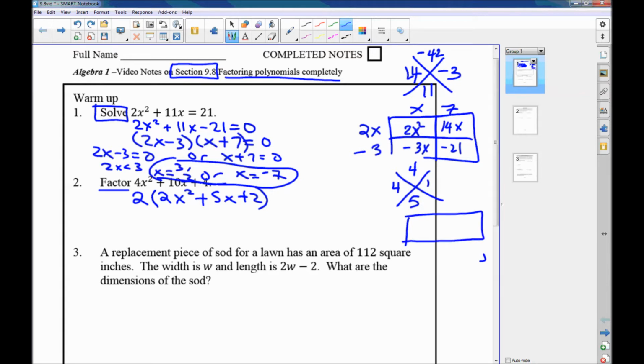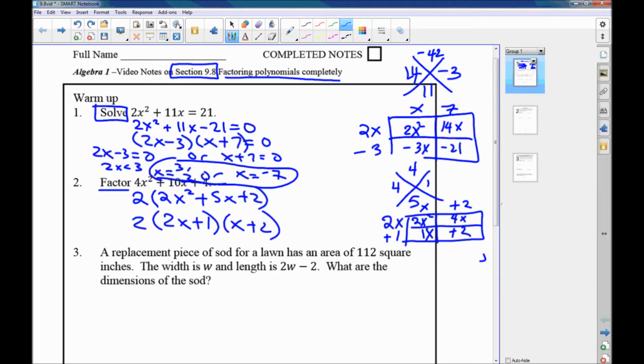So I'll make my box. We have 2x squared in the top corner, we have 2 in the bottom right, and then 4x and 1x. So this is going to be 2x comes out, leaving behind x and 2. And then a 1 comes out, leaving behind a 1x and 2. So 1 times x makes x, and 1 times 2 makes 2. So this is going to factor into 2, 2x plus 1, and x plus 2.